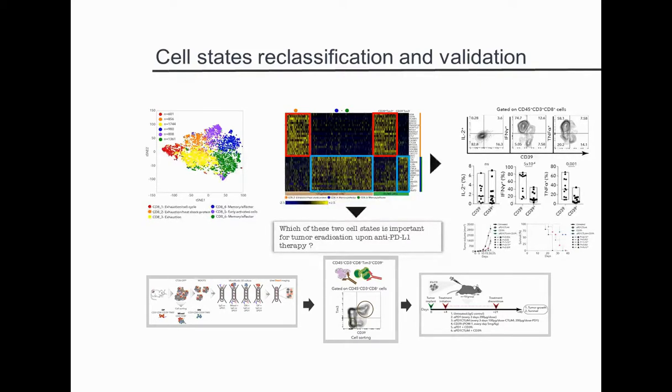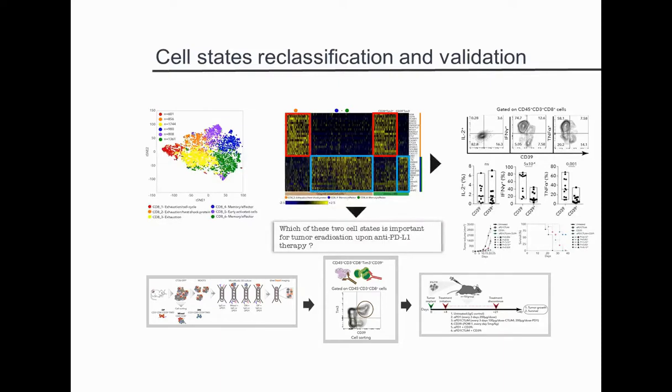Then we performed additional analysis, and we asked ourselves which of those two cell states are important for tumor eradication in response to checkpoint therapy. In this case, it was PD-1 therapy. So we pulled out those cells and performed a series of analyses, and Russ will elaborate more about the microfluidic system, the approach that we used to see which of those cellular states is more important for tumor eradication. We also performed some in vivo experiments.